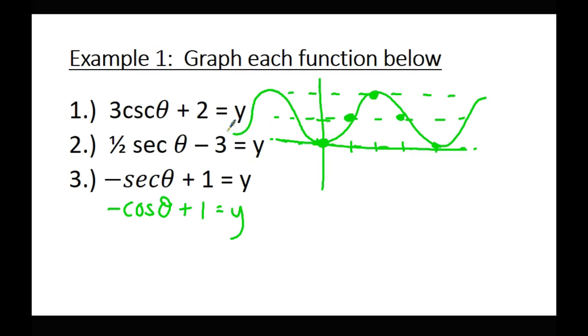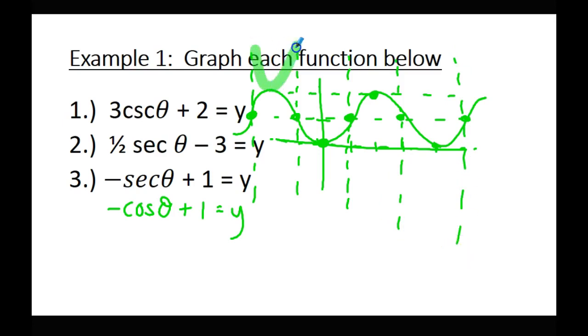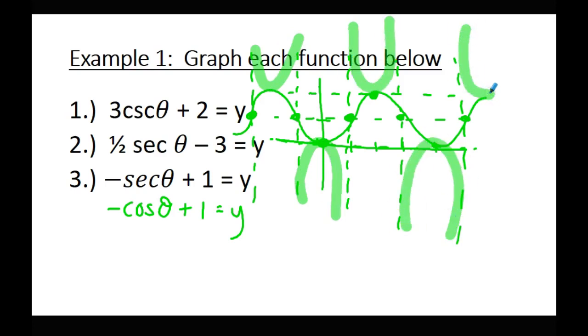And then we need to put our vertical asymptotes in there. That's everywhere where it touches the midline. And then you go ahead and throw the secant curves on there. And there's our final answer. Okay? All right, so that's where we'll call it a day.